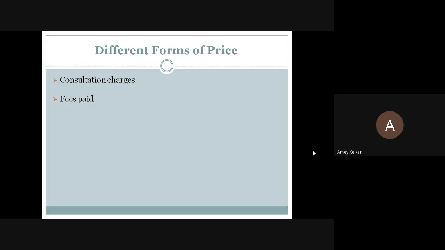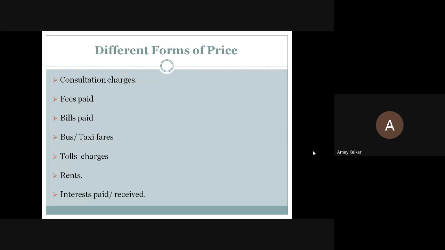You all are paying fees to the college. That is a form of a price. Bills which you pay: we pay the electricity bill, we pay our telephone bills, etc. Again, it is a form of a price only. Bus or taxi fares: when we use Ola, Uber, or we travel by a bus, the fares which we pay are a form of price. Toll charges which we have to pay when traveling on highways are a price. The rents which we are paying are a price.